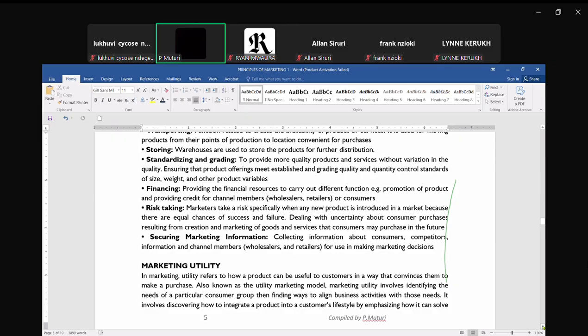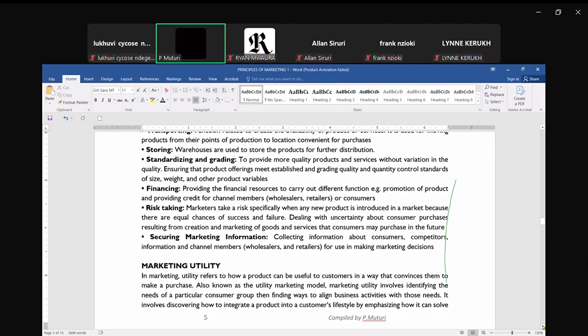Because if it's not 500, it is maybe wrongly 400, then you're not giving value to the customer. The customer is buying 500 grams, but then the marketing must ensure that that product is as per expected measure, weight, quality, and so on and so forth.